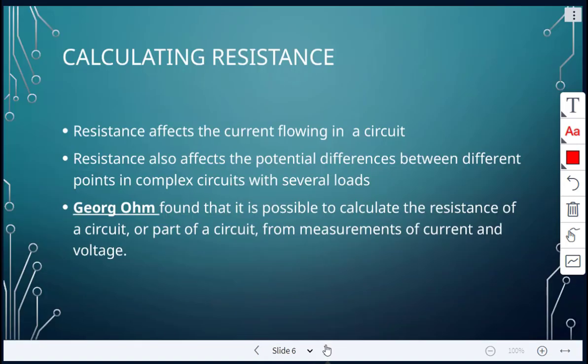So we can calculate resistance. Resistance, again, affects the current flowing in a circuit. It also affects the potential differences between different points in complex circuits with several loads. So George Ohm found that it's possible to calculate the resistance of a circuit or part of a circuit by using the measurement of current and voltage.